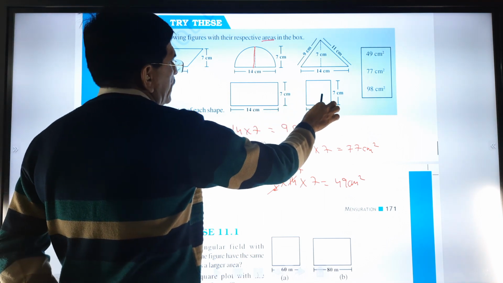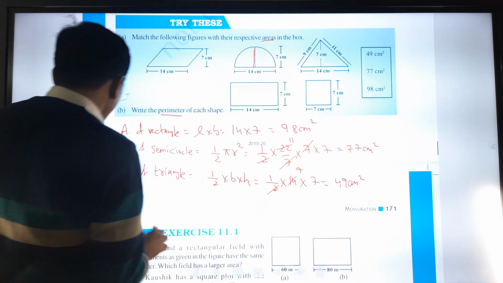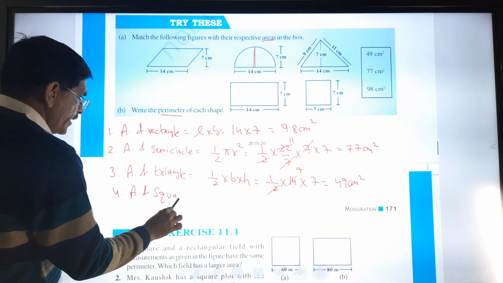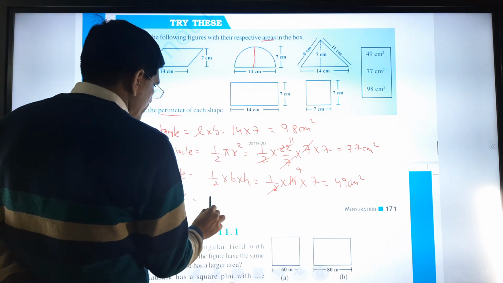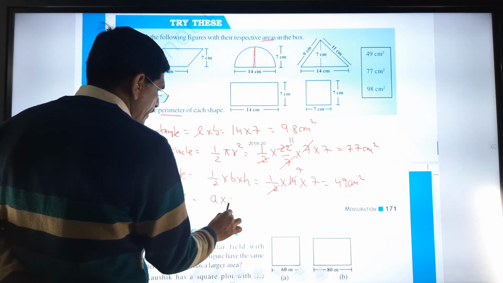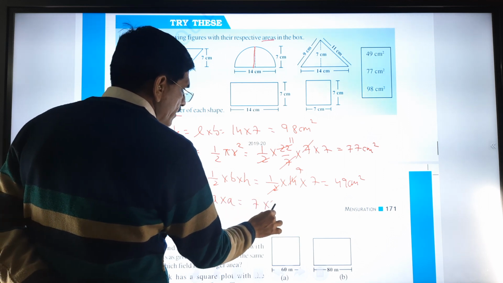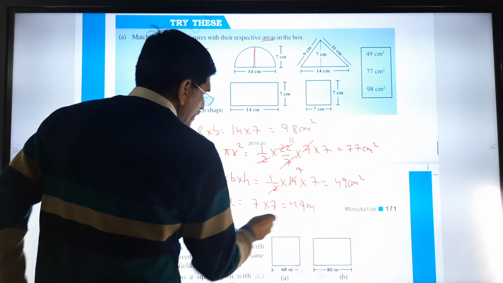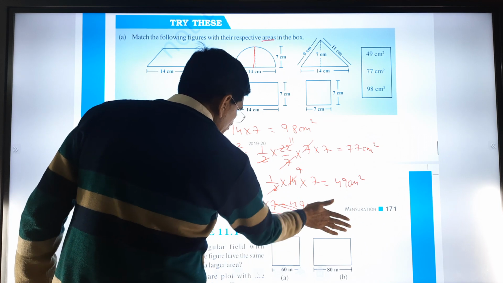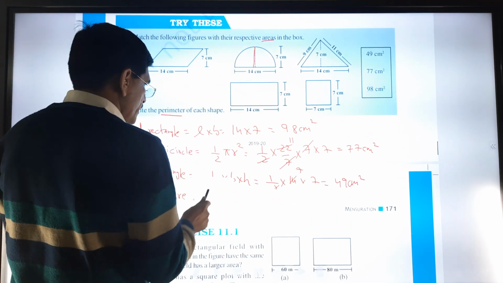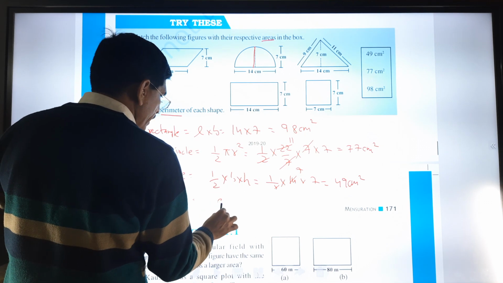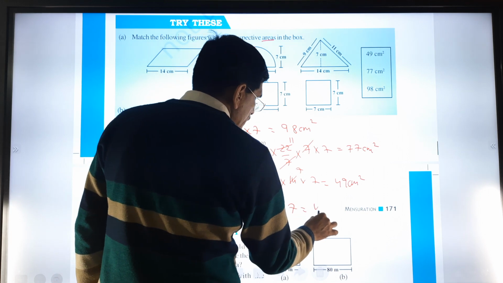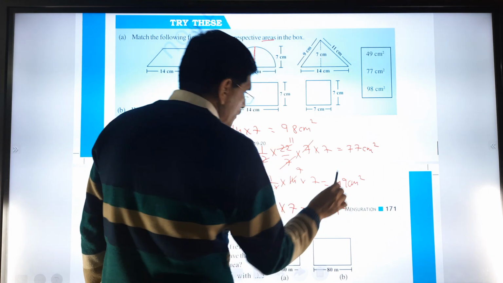Now only one sum is remaining, that is area of square. Fourth, that is area of square. In area of square, we have to write side into side or A into A. That is 7 into 7, that is 49 centimeter square. So A into A, 7 into 7, that is 49 centimeter square.